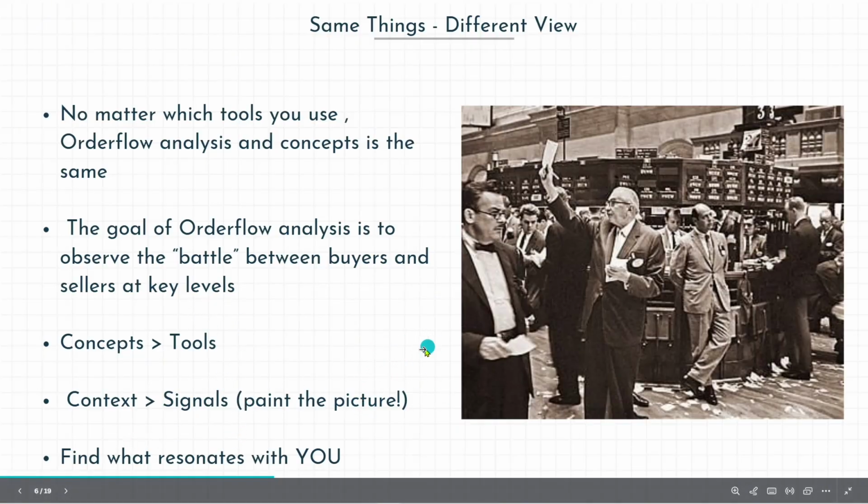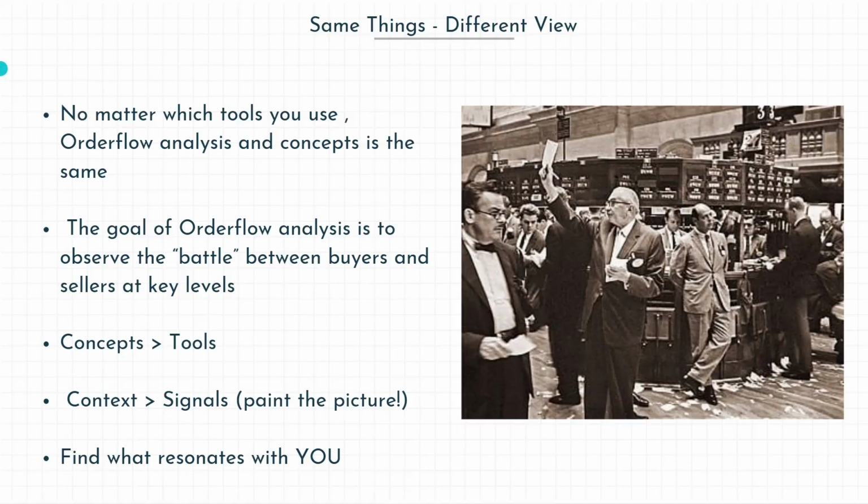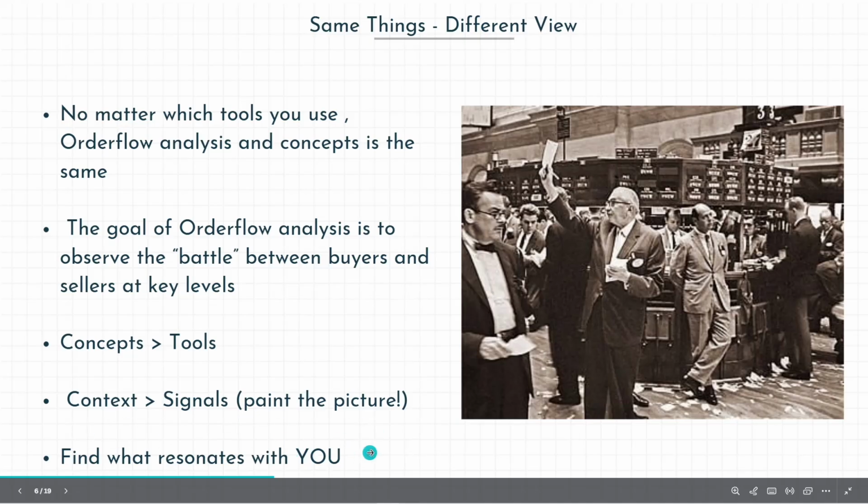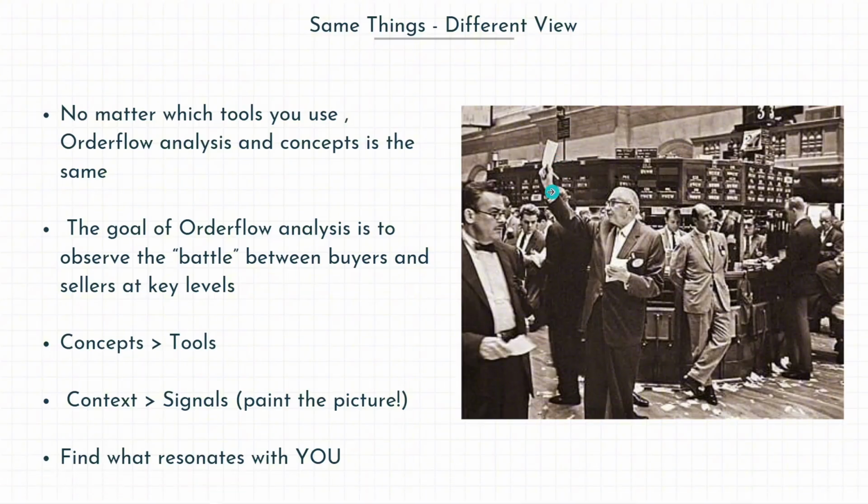You want order flow to be something that paints a picture for you. Price action is telling you one thing, and order flow will either confirm or deny that. And then you want to find what resonates with you, which tool works best for your brain. I put a picture of the floor traders back on Wall Street back in the day, and they also used to use order flow, but they used a different tool. The tool they used was their ears.